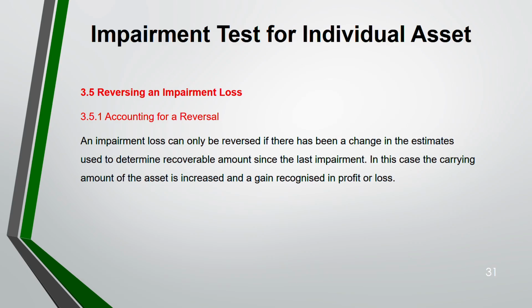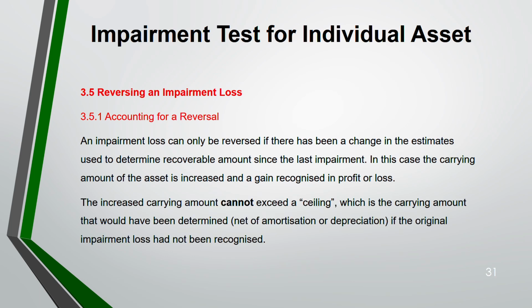Or maybe your recoverable amount might be more or less than the estimate that you have done before. So now what you have calculated as impairment might no longer remain an impairment. So there's a change, and you have to account for that change. That is called a reversal of impairment loss. In this case, the carrying amount of your asset will be increased and you will recognize a gain in your profit and loss. When you're increasing the carrying amount, you cannot exceed a limit. There's a ceiling. Beyond that, you can't increase your carrying amount when you're reversing an impairment loss.